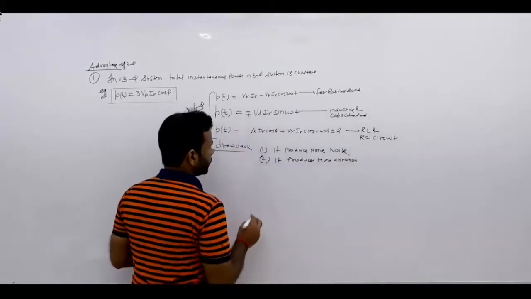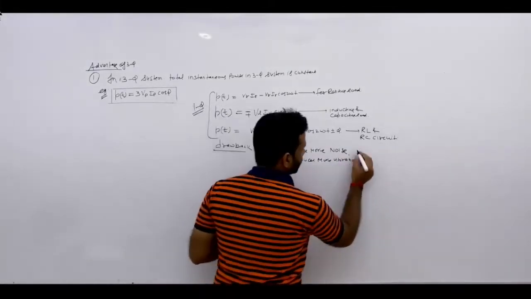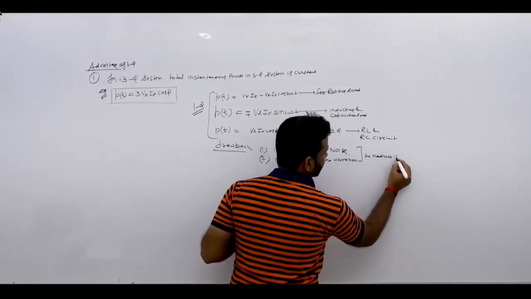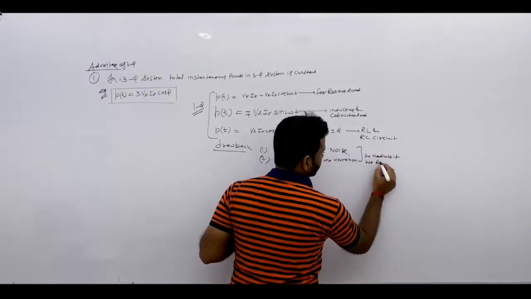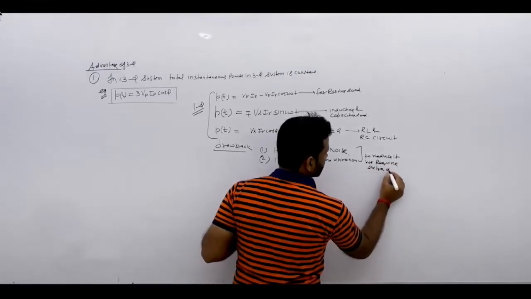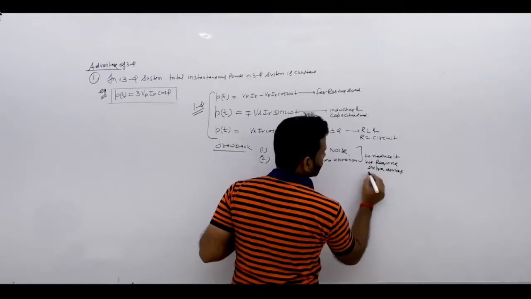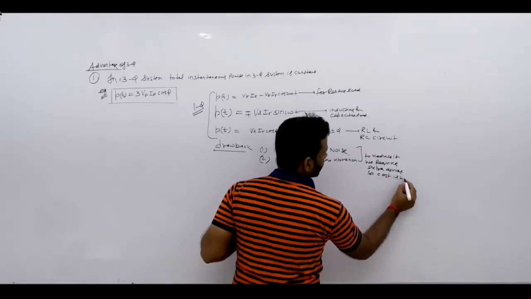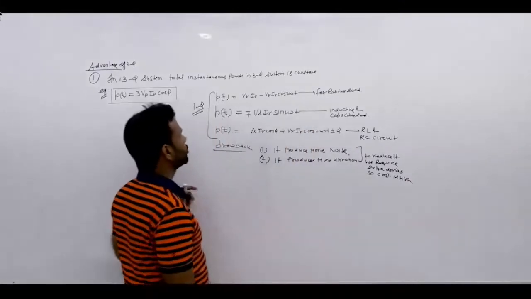Okay, so to eliminate this, to reduce it, we require extra devices, that is called auxiliary devices. So cost is high. Okay, so this is our first point.